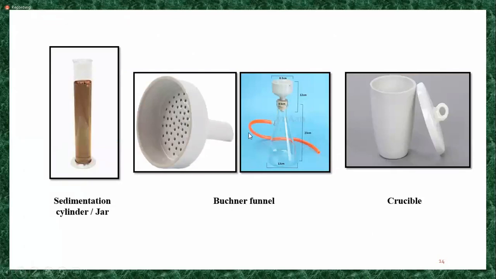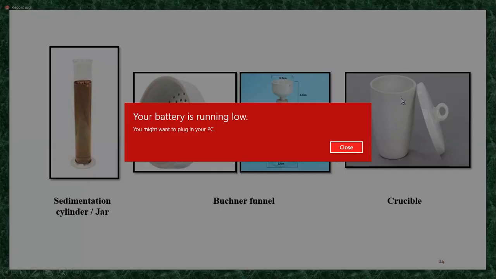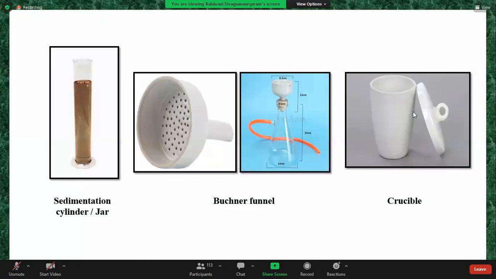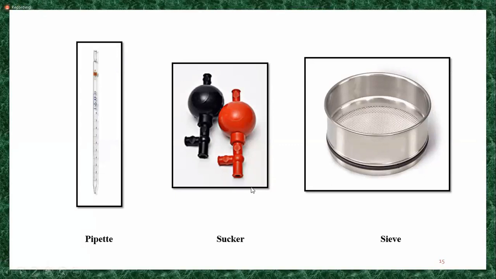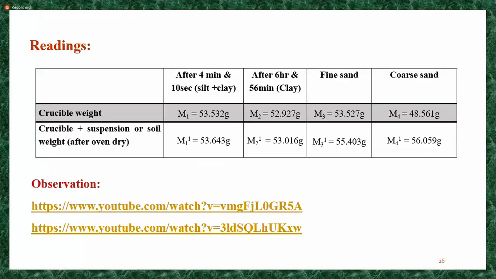So this is the vacuum setup. Then this one is the crucible. You can transfer that pipetted solution to this, or to the moisture can, and take the weight. Then these things you already know: pipette, sucker and sieve, all these things, right? Here I gave all the readings.